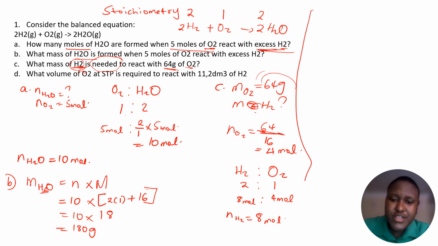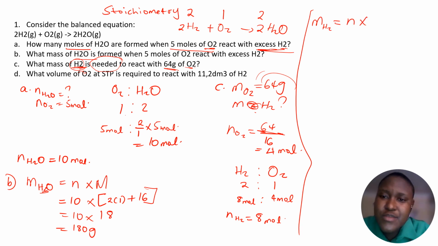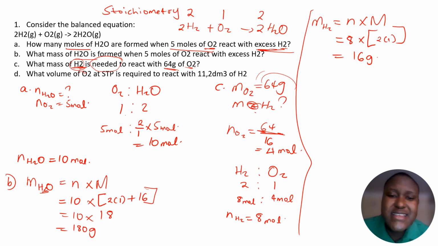Now you have the number of moles of hydrogen. You are then going to calculate the mass of H2, which is needed. And that's going to be number of moles multiplied by the molar mass. Number of moles is 8 multiplied by the molar mass, which is 2 times 1, which is 2. And 8 times 2 is 16 grams. So for 64 grams of oxygen, you need 16 grams of hydrogen, right? So 64 grams of oxygen will react with 16 grams of hydrogen to form water molecules.